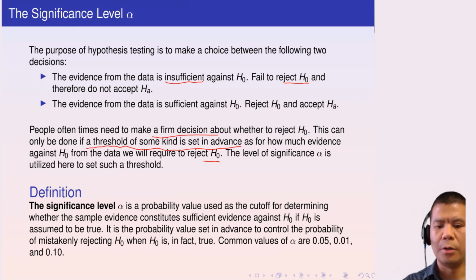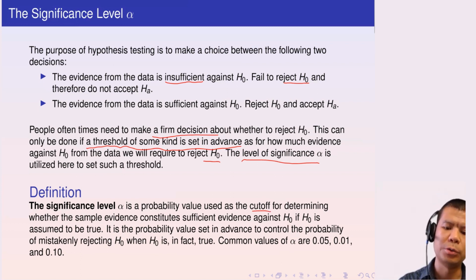Okay, so now what is the level of significance? Level of significance alpha is a probability value used as a cutoff for determining whether the sample evidence constitutes sufficient evidence against H0 if H0 is assumed to be true. Oh gosh, this is a really long definition, right? So it is a probability value set in advance to control the probability of mistakenly rejecting H0 when H0 is in fact true. Common values of alpha are 0.05, 0.01, and 0.10.